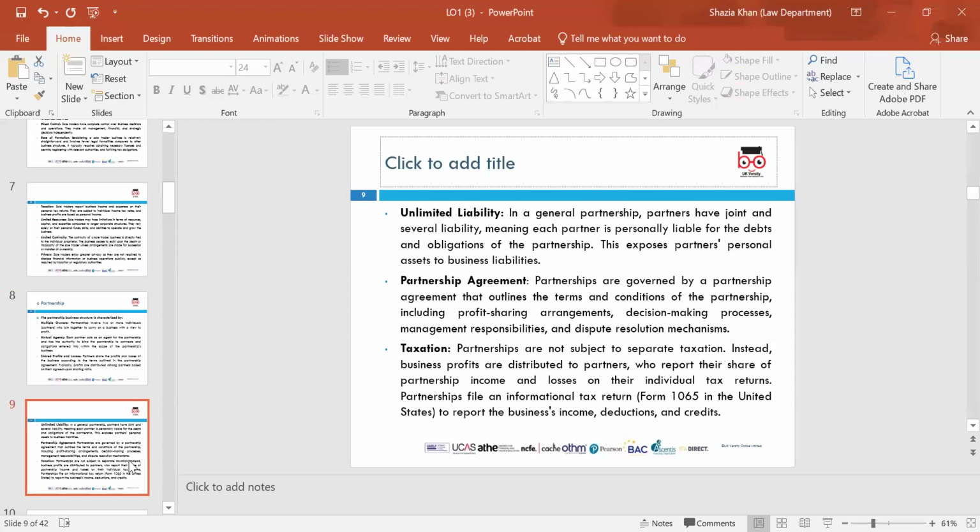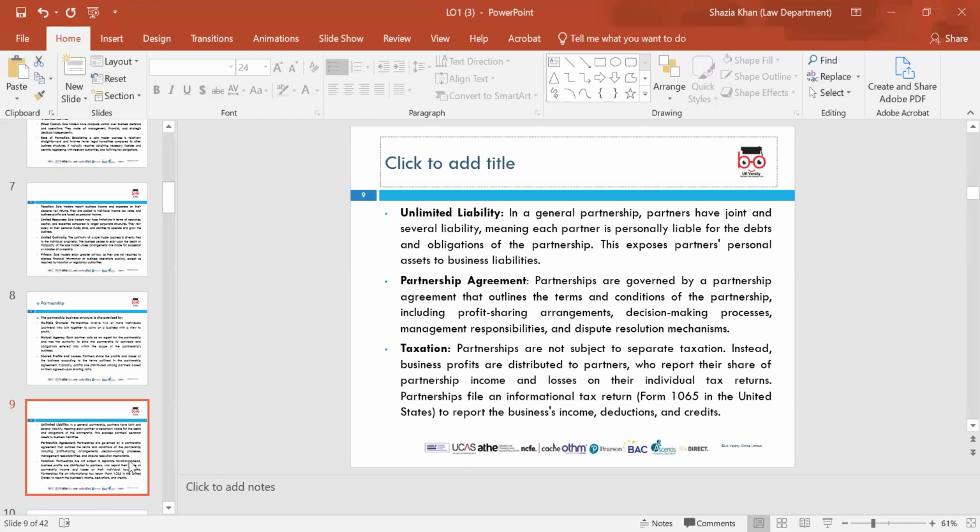Unlimited liability. So in general, in a partnership, partners have joint and several liability, meaning each partner is personally liable for the debts and obligations of the partnership. This exposes partners' personal assets to business liabilities.